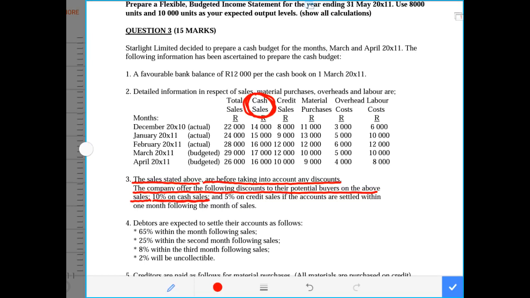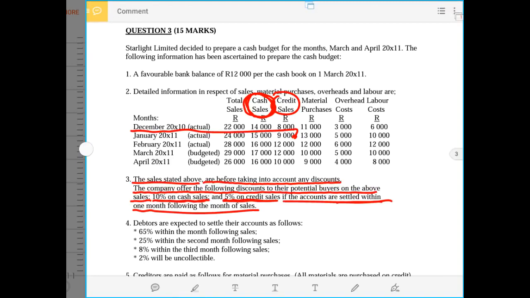However, those who buy on credit are given a 5% discount if their accounts are settled within 1 month following the month of sales. That means if the customer bought on credit in the month of December, and he makes the settlement in the following month, which is the month of January, settling the sales that were bought in December, therefore now a 5% discount will be given to that customer.